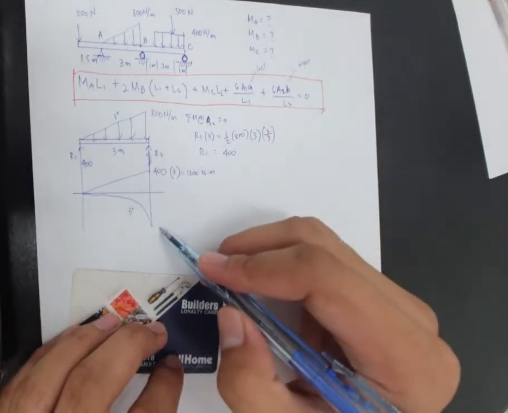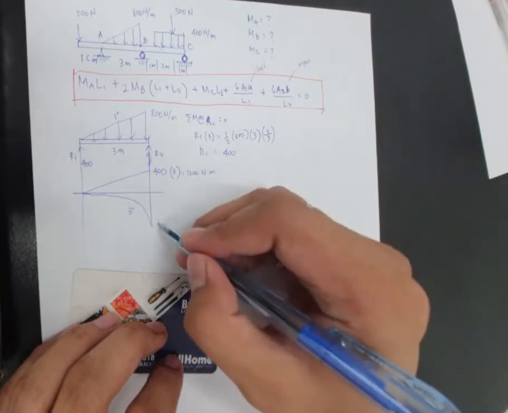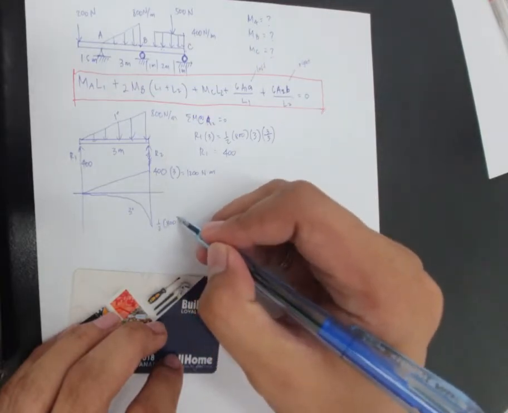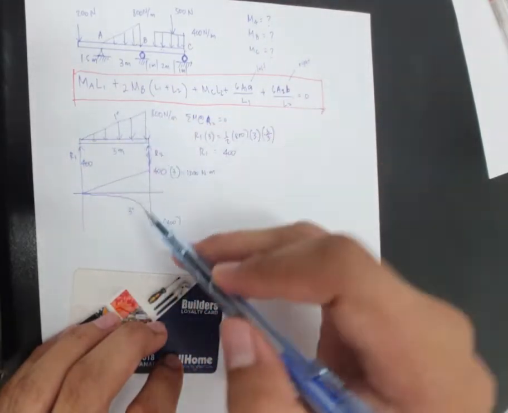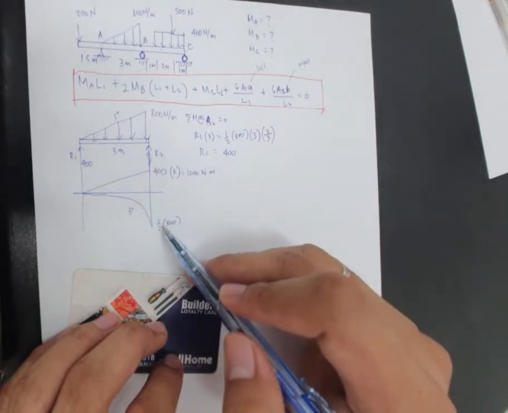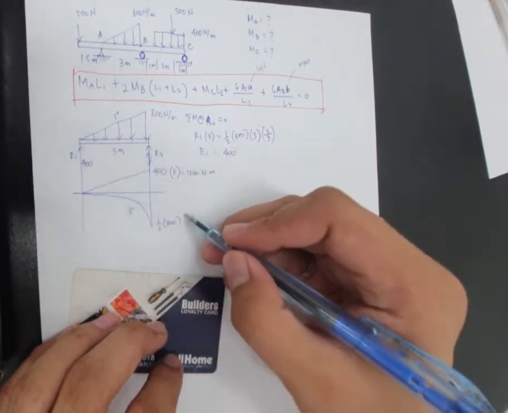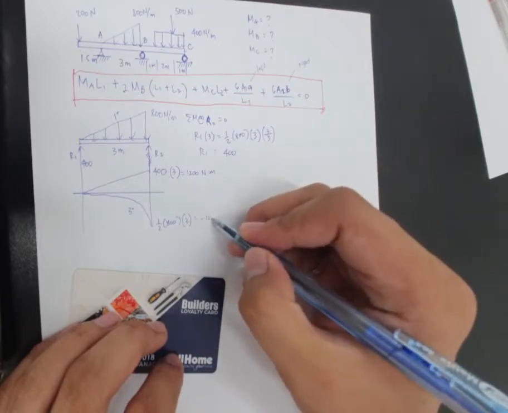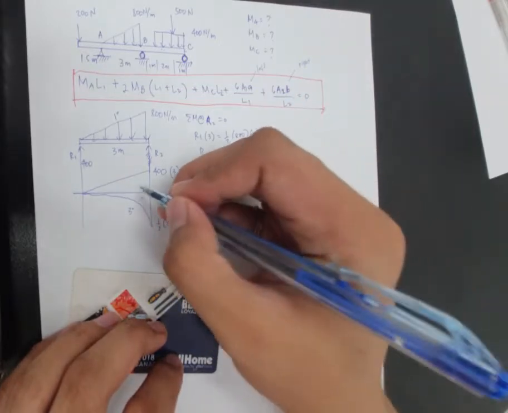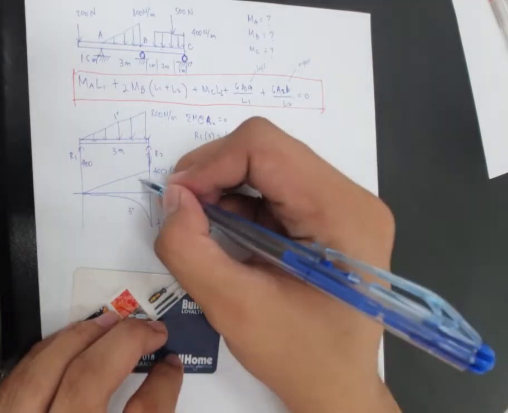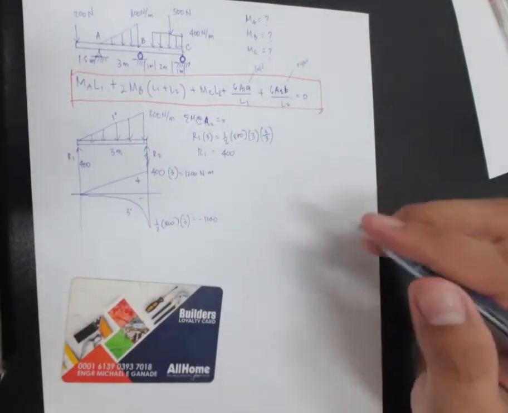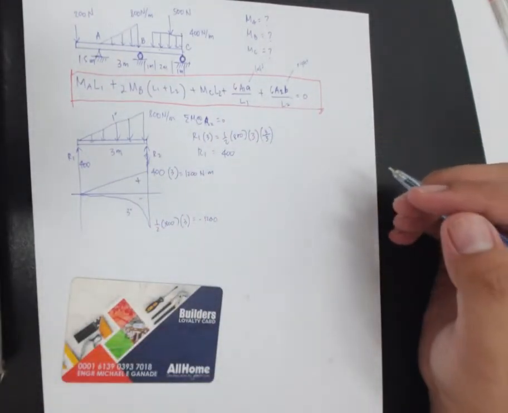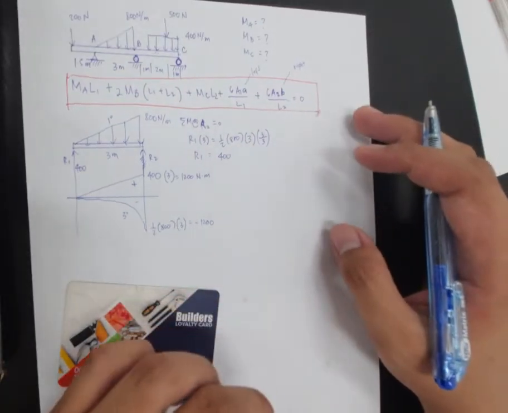So choose the value here, that is 1/2 of 800. So the area here is 1/2 of 800 by 3. So that is negative 1,200 because this is a negative moment and the part above is a positive moment. Okay. So, okay.